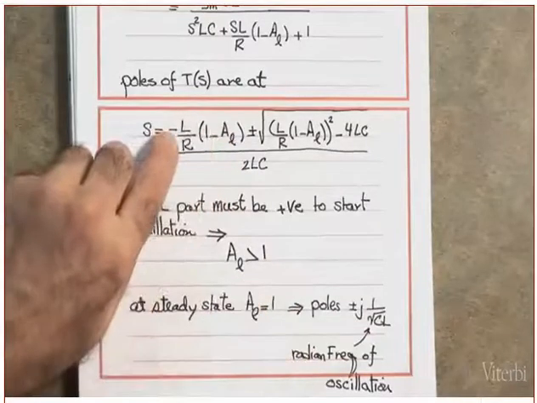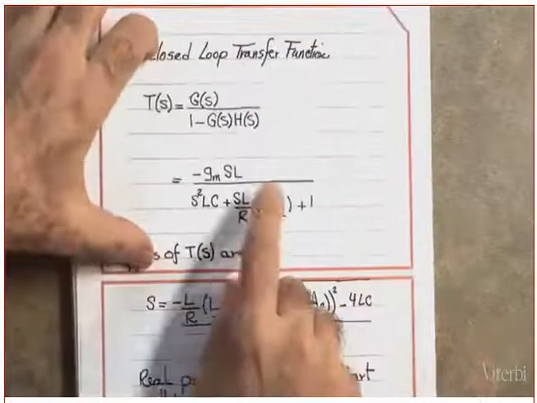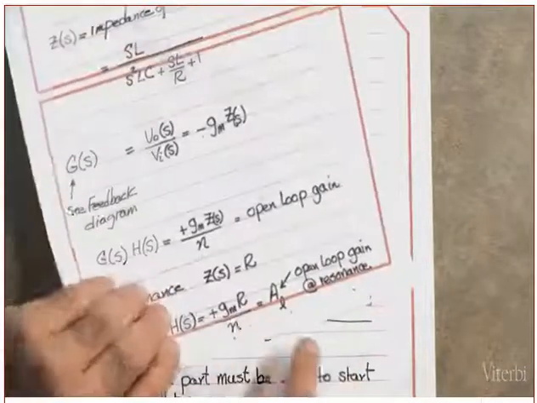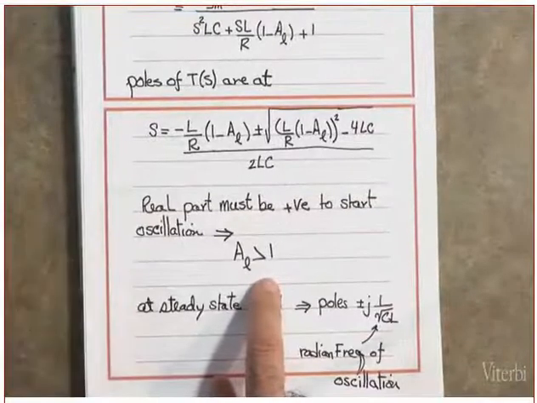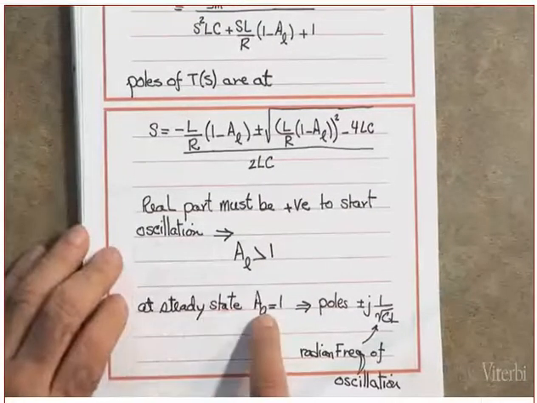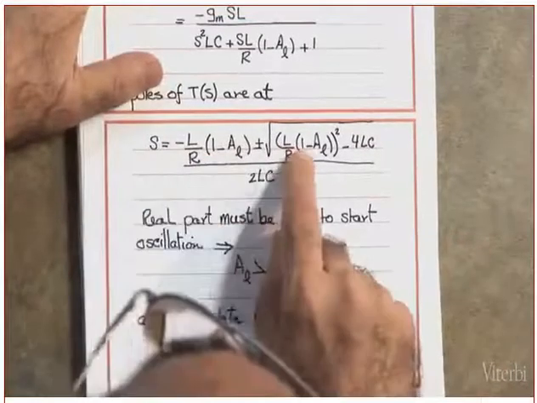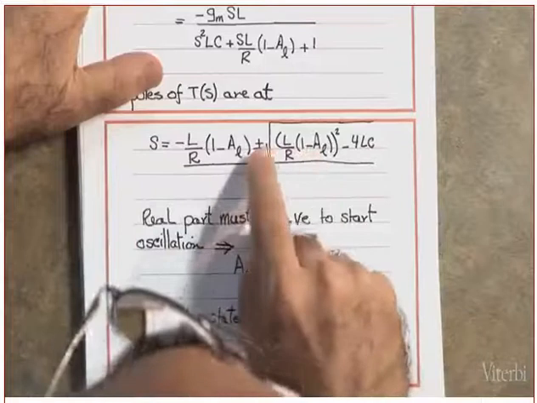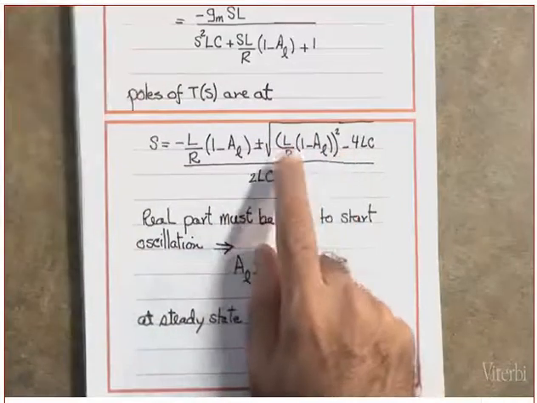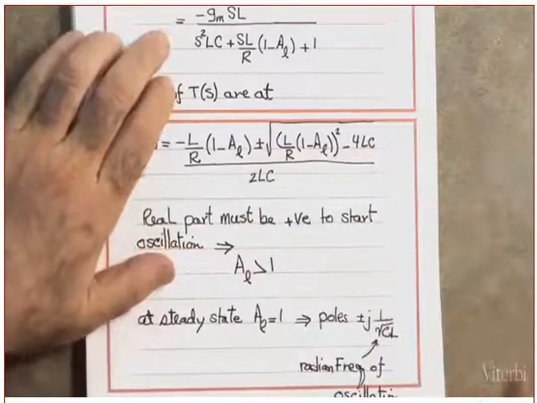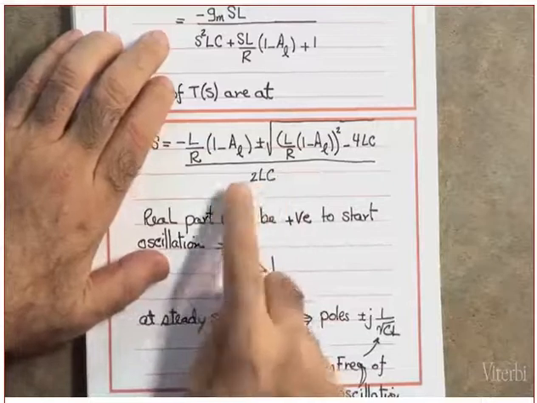Negative, so that with this negative it becomes what? So what does AL need to be? AL is the gain of the open loop. What do I want the AL to be? Greater than 1 at the startup. Then at the steady state, what do I want AL to be? 1, so that this term is equal to 0. 0 plus or minus square root of minus 4LC, which means J times square root of LC. Yes? What happened to the 2 here?